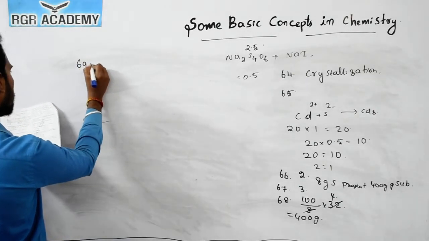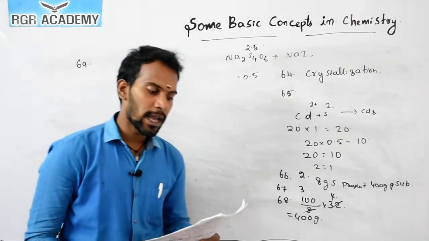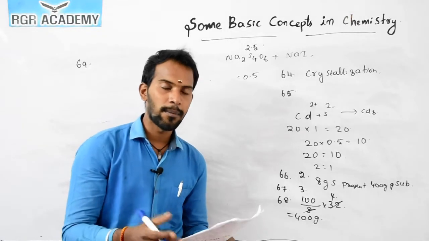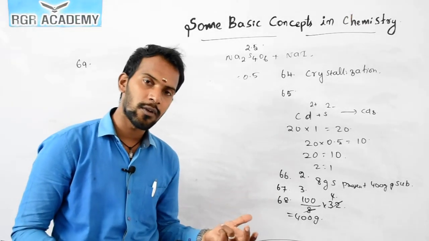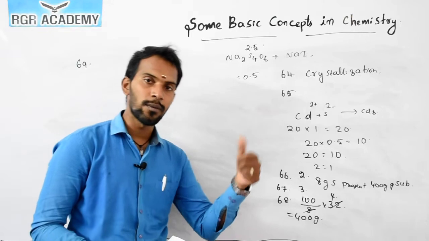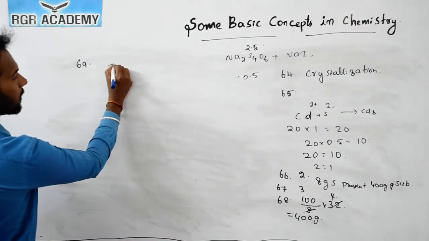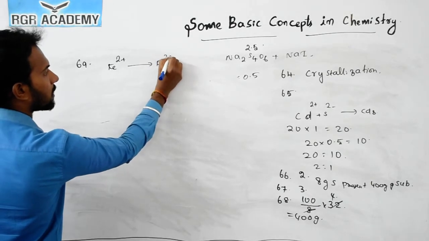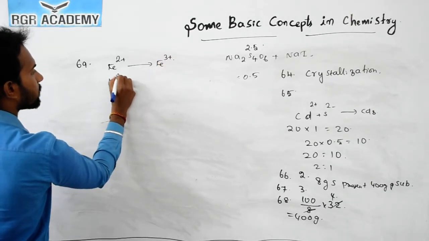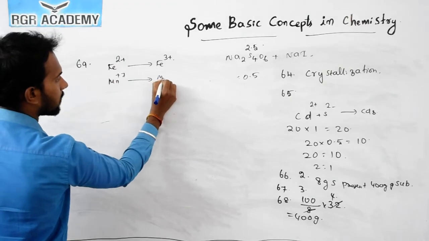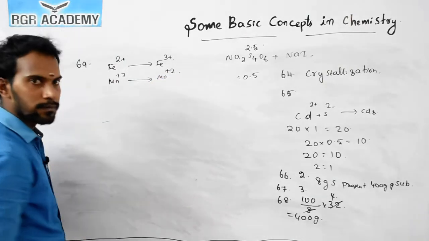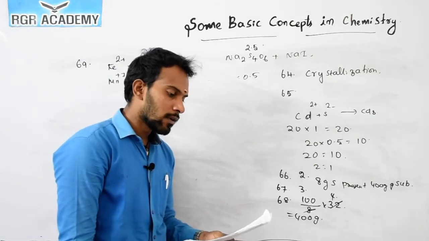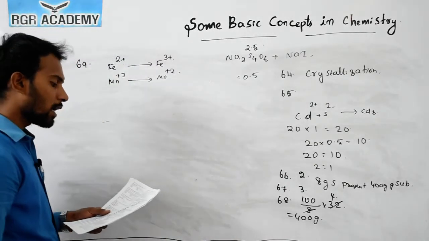Question number 69. KMnO4 reacts with ferrous ammonium sulfate. So ferrous oxidizes into ferric. But manganese, what is the oxidation state of this manganese? Manganese plus 7 into manganese plus 2. So ferrous Fe2 plus becomes Fe3 plus. Manganese plus 7 reduces into manganese plus 2. Now see this one. So what is the equivalent weight of this one?